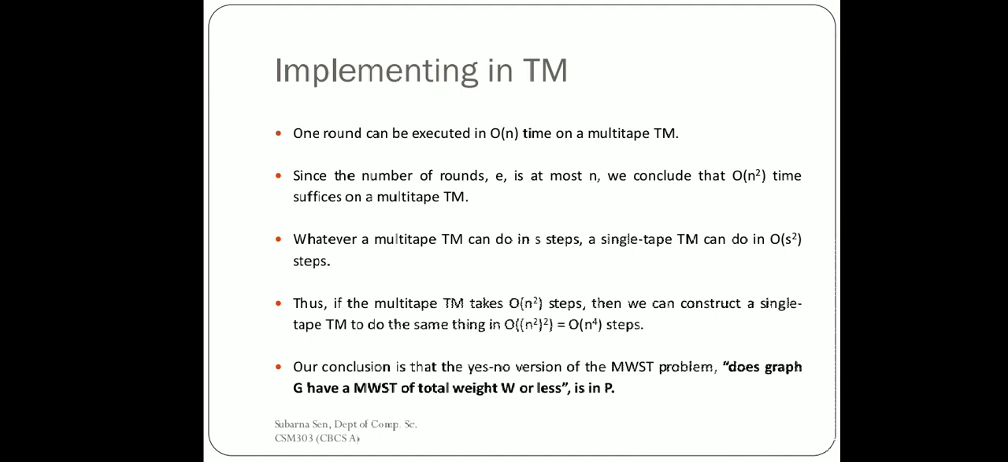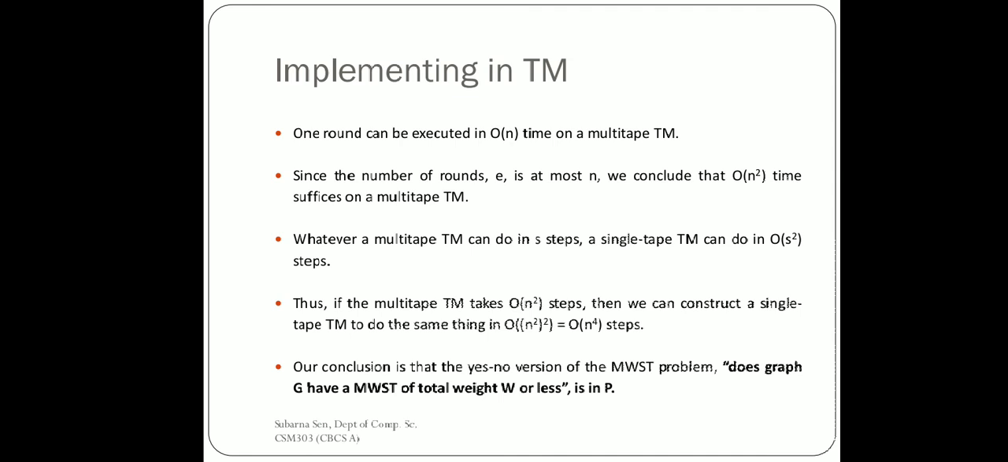So whatever may be, even if it is order of n to the power 4, in the case of a single tape Turing machine, it can still be done in polynomial time using a deterministic Turing machine, right? So this is a P class problem. So this much for this lecture.